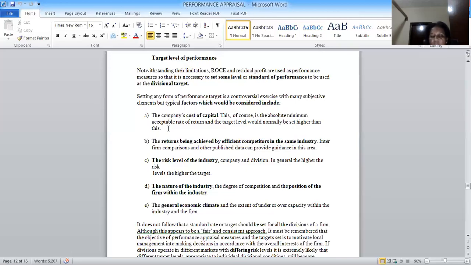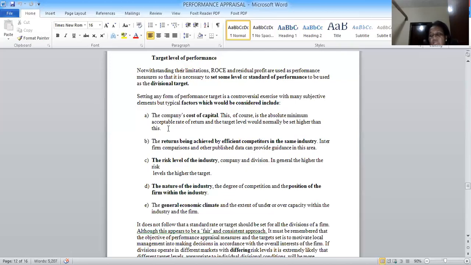for the performance. You also need to consider the nature of the industry, the degree of competition that is there, and the position of your firm within the industry. How does the industry look? How does it work? Who are the competitors? And what is your position so far as the competitors are concerned?